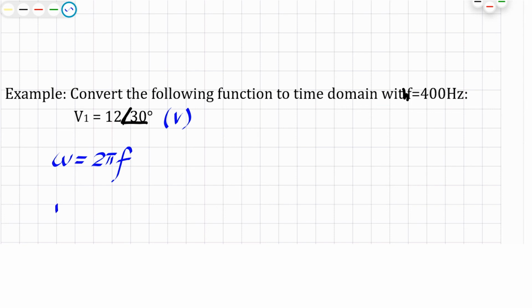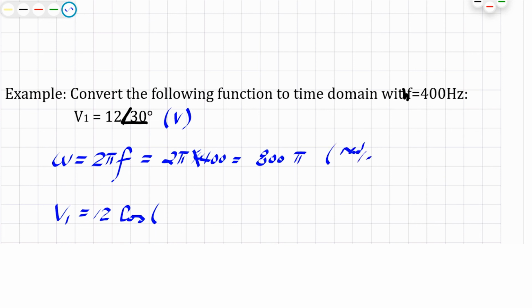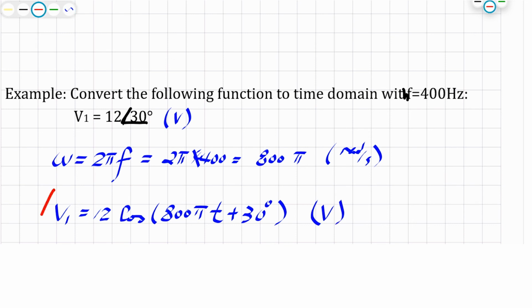And the answer here is V1 is equal to 12 amplitude cosine omega t, where omega is equal to 2 pi times 400, which ends up with 800 pi. And the unit should be radians per second. So that will be 800 pi t. And the phase angle is plus 30 degrees, in volts. And that's the solution to this problem.